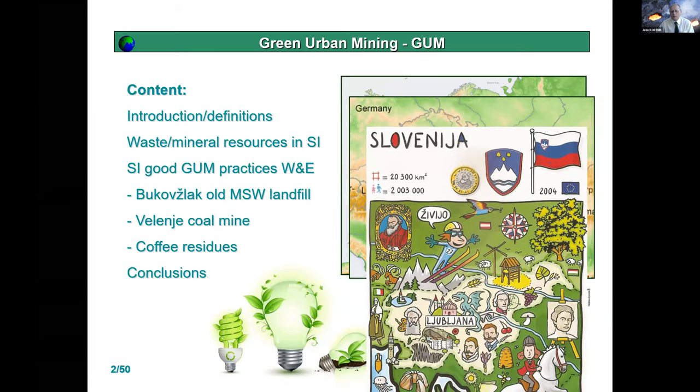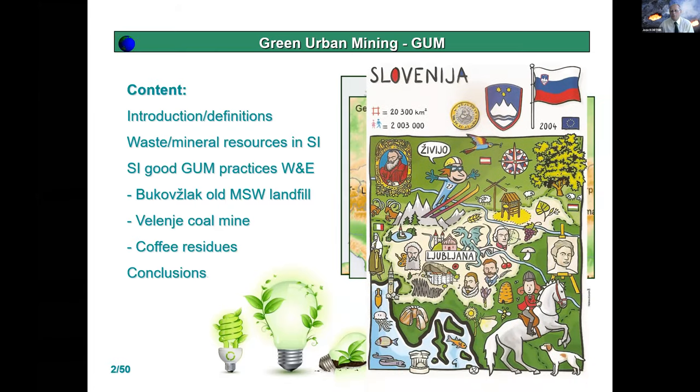So maybe just a few pieces of information about Slovenia, about the Slovenian flag and currency. Since 2007, we have the euro. The surface area of Slovenia is 20,300 square kilometers, and 2 million people live in Slovenia. So Slovenia is very close to the number two: 20,000 square kilometers and 2 million people.